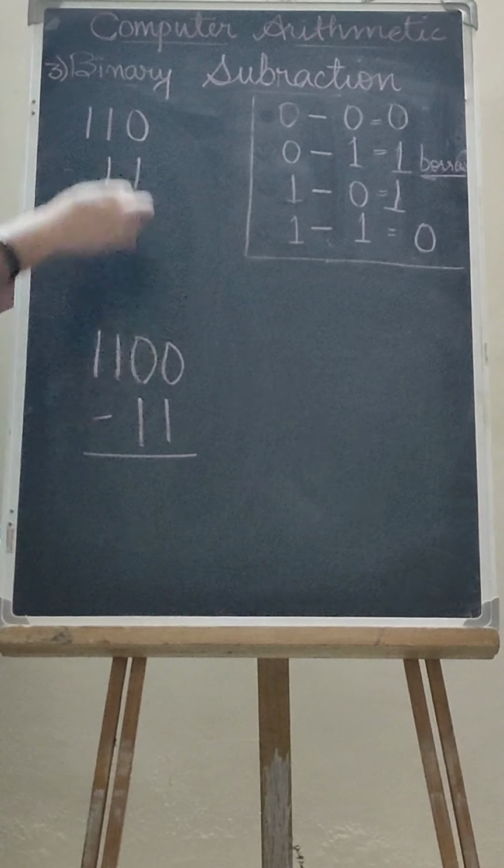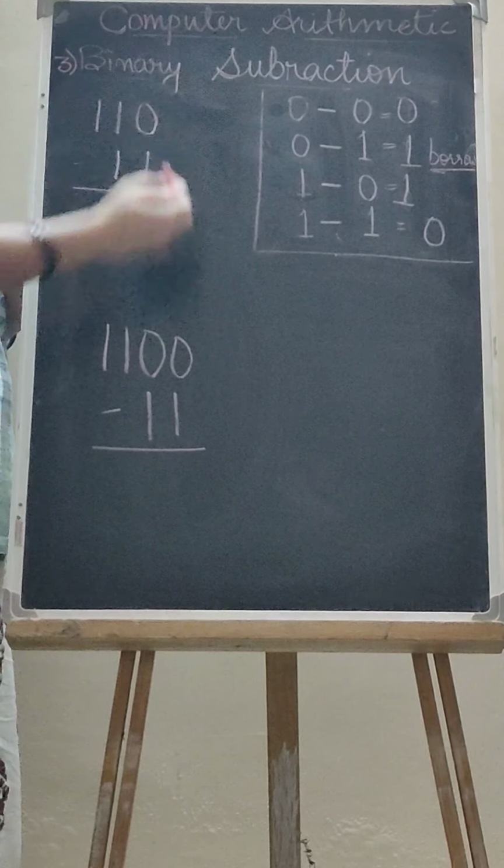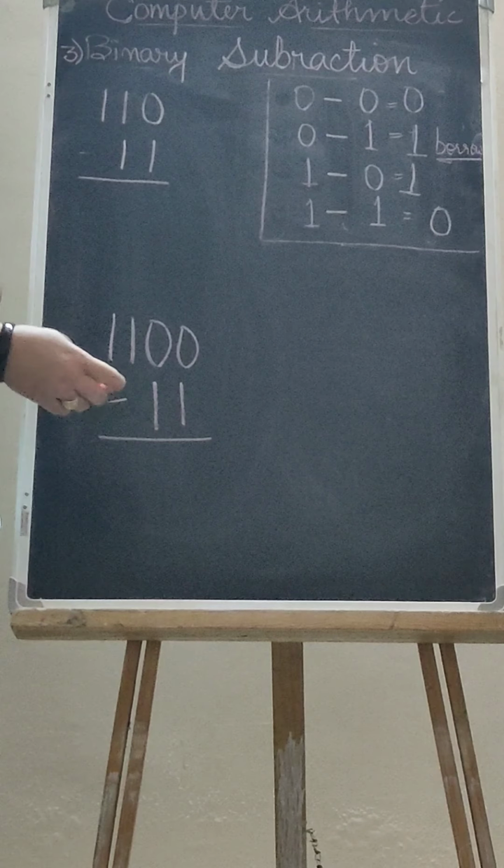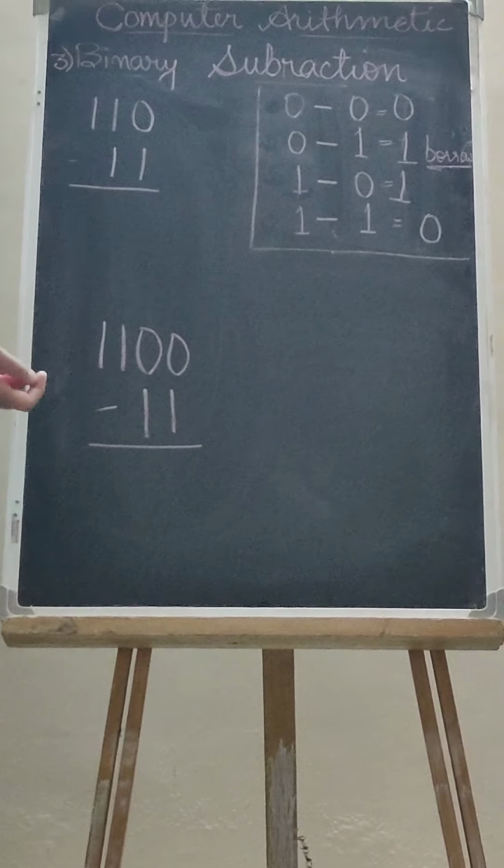Students, now the third one is binary subtraction. In the previous video, I explained binary addition and multiplication. The third one is binary subtraction. And before we start the subtraction, we have to check the rules, how we can do the subtraction.